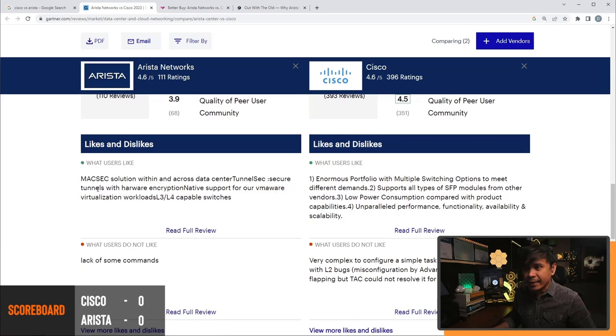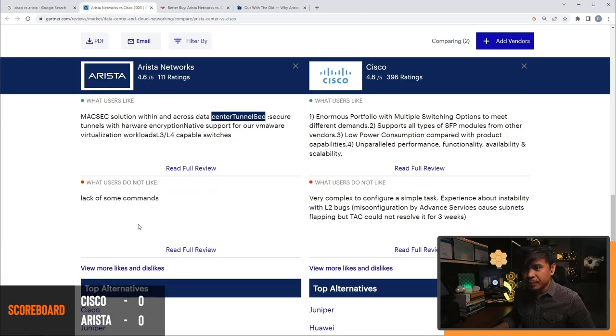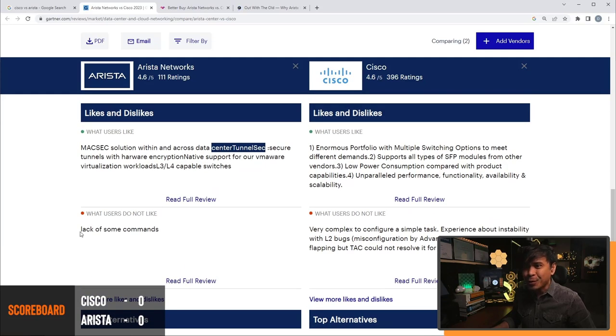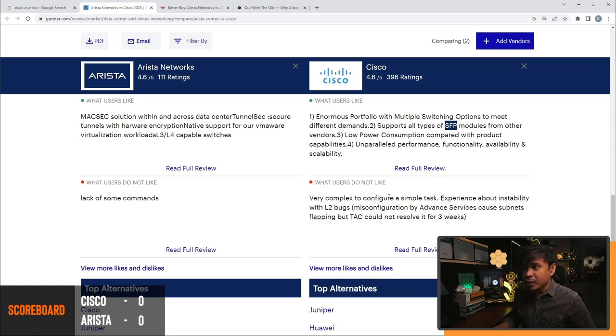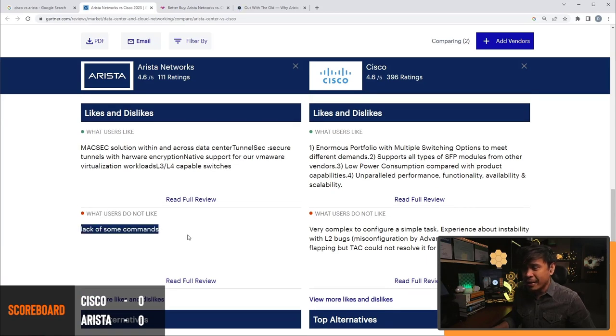Now, under like and dislike, so it says here, MaxSec solution within a cross data center tunnel, etc. What users do not like, lack of some commands. All right, so for Cisco, enormous portfolio with multiple switching options, support multiple SFPs, and what users do not like, very complex to configure a simple task. Experience about instability with L2 bugs, misconfiguration by advanced services, cause subnets flapping by TAC. So these are some of the negative reviews. For Arista, lack of commands, I don't know.